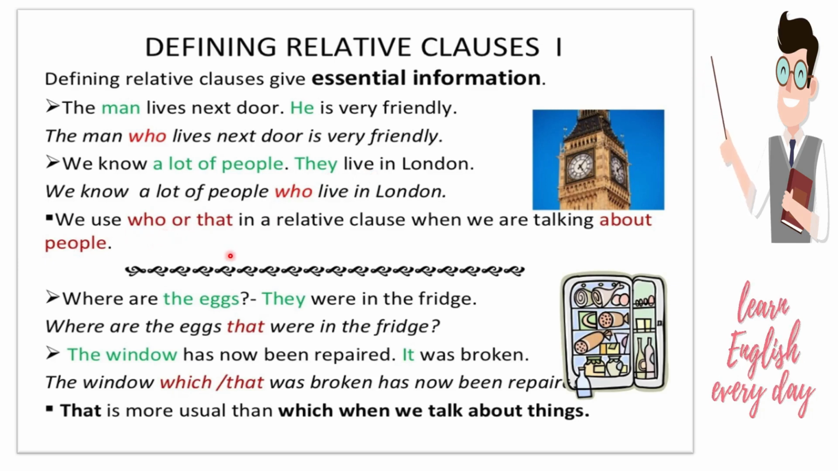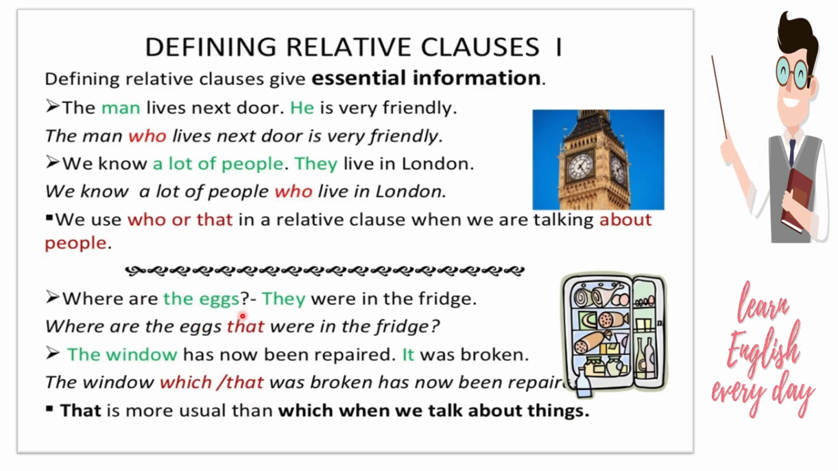We use who or that in a relative clause when we are talking about people. Remember, who or that for people. What about if we talk about things, not people, like a book, a pen, a refrigerator or anything that is not living? Here we use which or that.